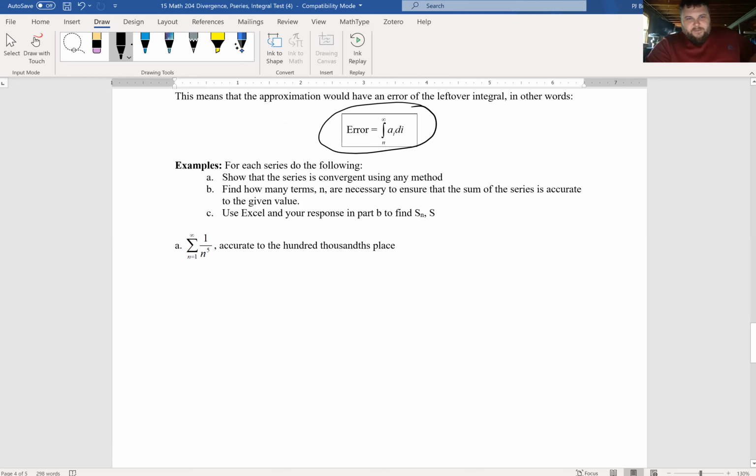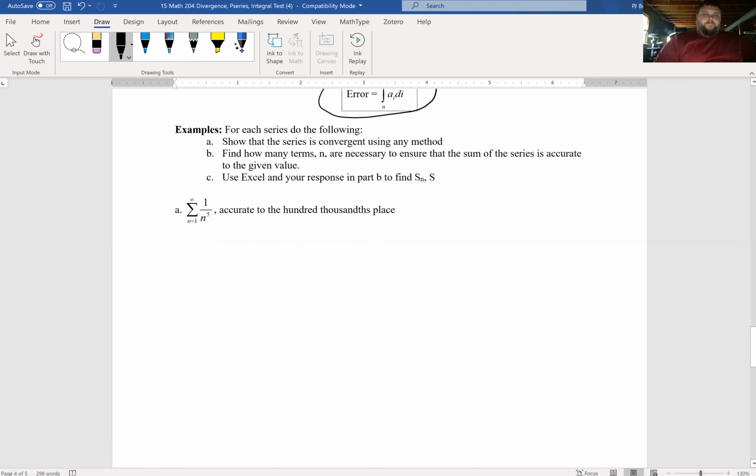So let's look at this first example down here. It says, show that the series is convergent, because otherwise there's no point in continuing. Then find how many terms n are necessary to ensure that the sum of the series is accurate to the given value. And then finally, use Excel to prove that you get the right value for S.